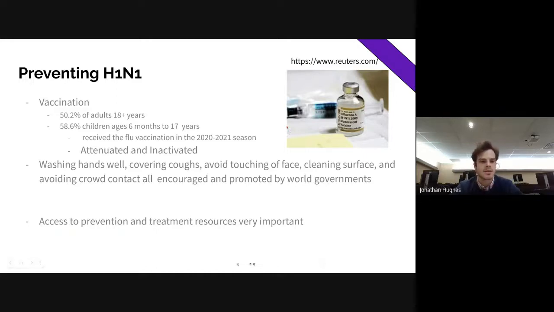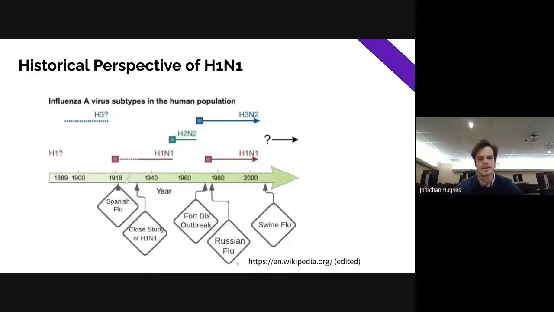I'm going to show some statistics later, but during the 2009 swine flu, a lot of countries in East Asia and East Africa were heavily affected because they weren't able to get vaccinated, or they didn't have access to clean drinking water, clean resources, so they had more of an effect from getting that virus. Let's talk about the historic perspective of H1N1.